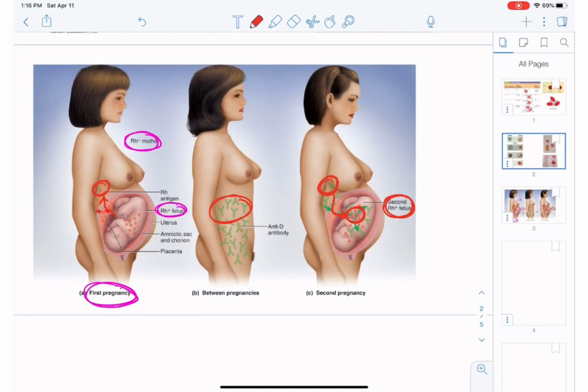And so what they do as a precaution is they can give you a shot during your first pregnancy. It's a RhoGAM shot. And what that does is it prevents the mother from producing anti-D antibodies, even if the fetus is Rh positive.